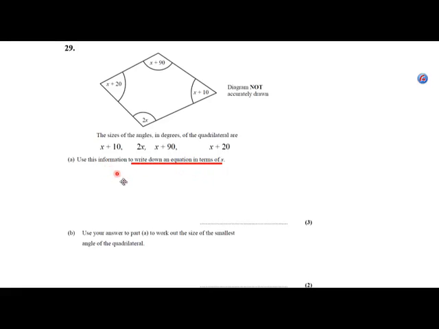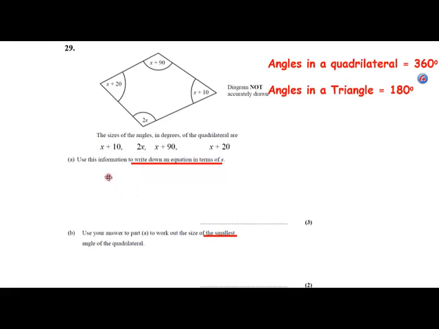So in terms of what I have, the four angles of this quadrilateral. They want me to write down an equation in terms of x. Is there anything I know about the angles in a quadrilateral? Well, the angles in a quadrilateral add up to 360 degrees. The angles in a triangle add up to 180 degrees. Okay, but I need to use the fact that the angles in a quadrilateral add up to 360 degrees.